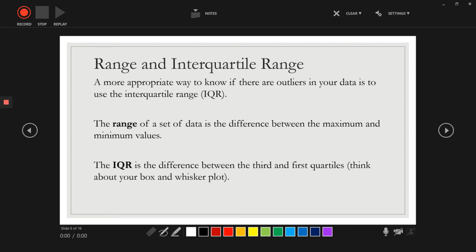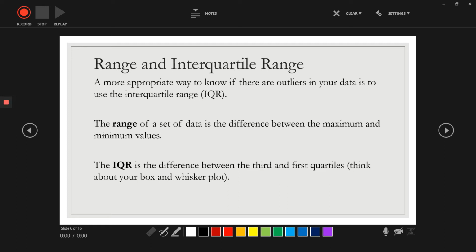All right, let's talk about range and interquartile range. So you can look at data and sometimes it's pretty obvious what the outliers are, but there's a technical definition of what makes an outlier an outlier. And we figure that out by using the interquartile range. So remember how in the 5-number summaries, we had the quartiles, right?